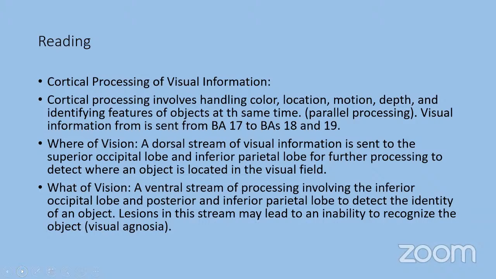The what of vision: a ventral stream for processing involves the inferior occipital lobe and the posterior and inferior parietal lobe to detect the identity of an object. Lesions in this stream may lead to an inability to recognize the object, that is called visual agnosia. They all have a connotation in reading.